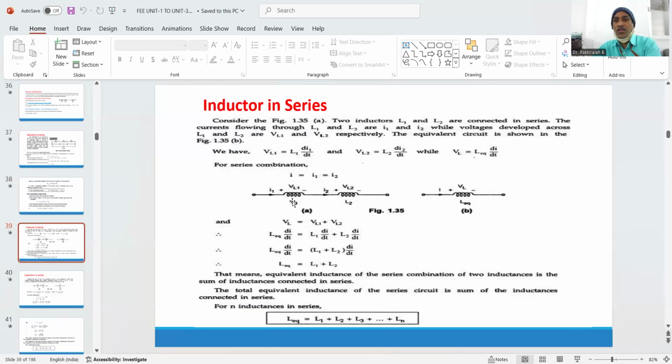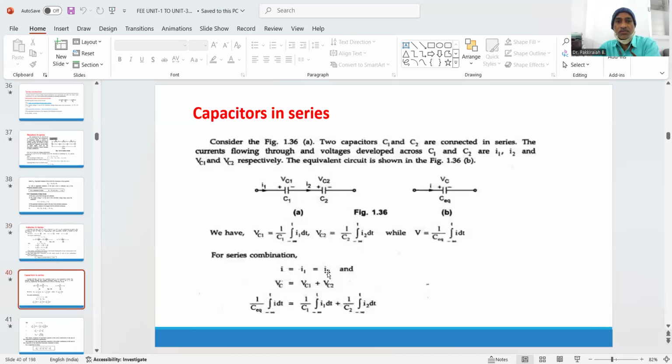Then similarly, another parameter, inductor. Resistor and inductor parameters are analogous to each other, either in series or in parallel. So here two inductors are connected in series. Then L equivalent will be the same as that of the resistors. So individual components will be added together. L equivalent becomes L1 plus L2.